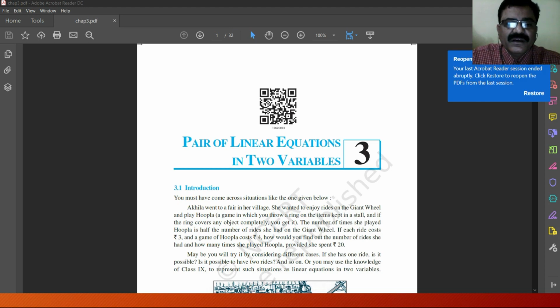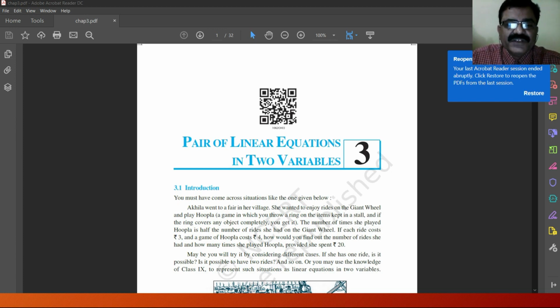Akhila went from fair to fair and wanted to enjoy such types of games. The number of times she played hoopla is half the number of rides she had on the giant wheel. If each ride costs rupees 3 and a game of hoopla costs rupees 4, how would you find out the number of rides she had and how many times she played hoopla, provided she spent rupees 20?